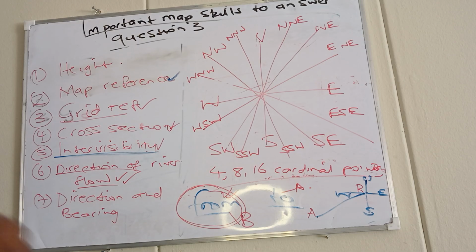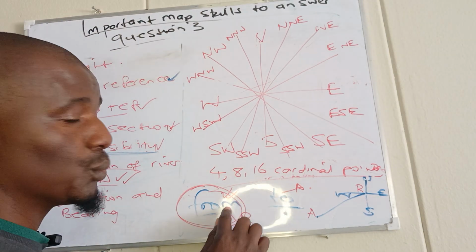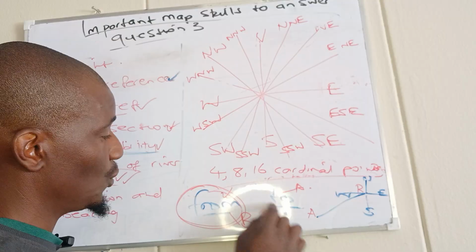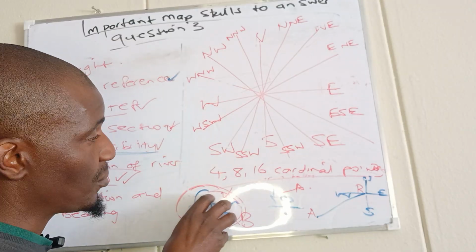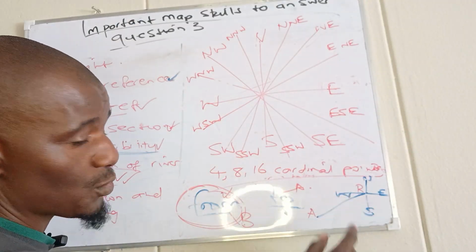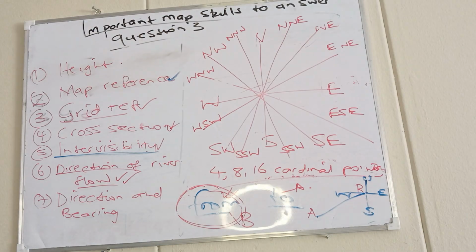So you have got to make use of the 2 words, from and to. From, that's where you do your cardinal points, then to, which means you connect the 2 points, then you find out the direction from that fixed point.